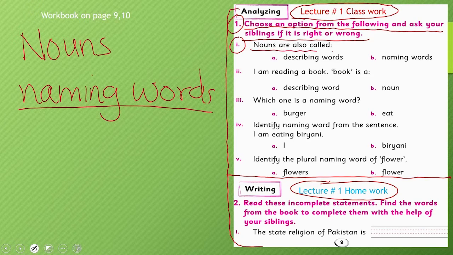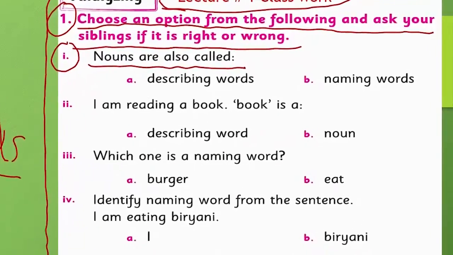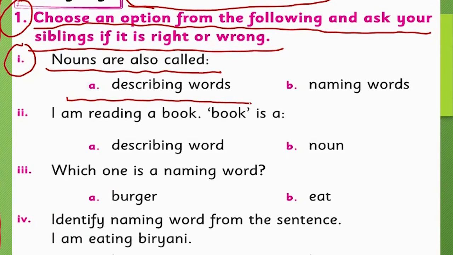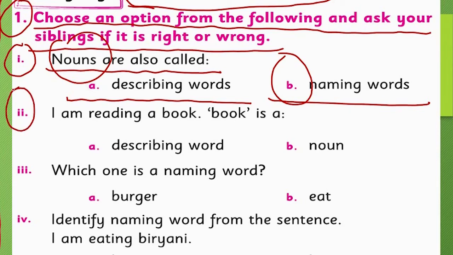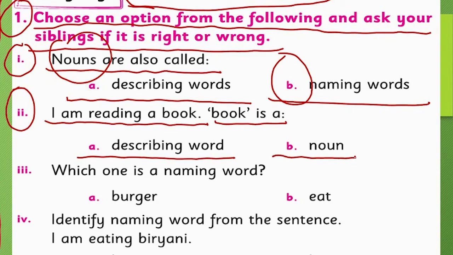Number 1. Nouns are also called what? Naming words. Option A says describing words. B says naming words. We have been practicing naming words. So the word noun is for naming words. You will circle option B. Sentence number 2. I'm reading a book. The word book is a describing word or it is a name of something? Yes, it's a name of an object or thing, and naming words are called nouns.